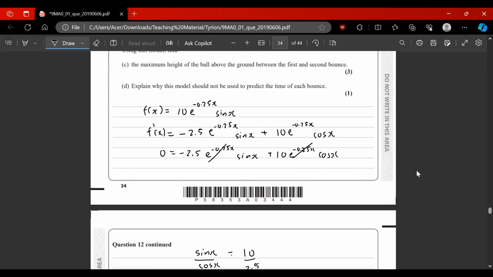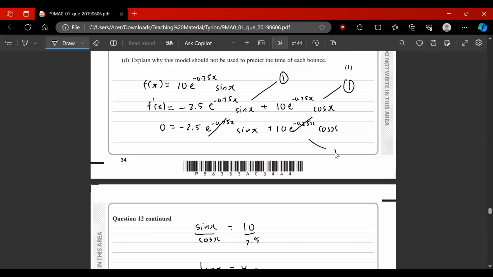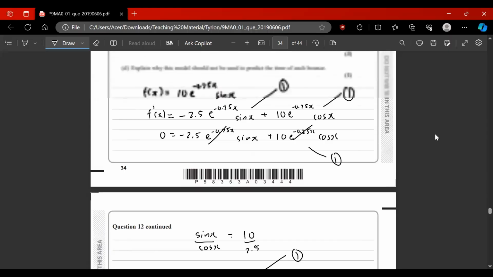So for this, the marks distribution is the correct application of differentiation to get each separate term in your derivative gives you 1 mark each. And then equating it to 0 to find the turning points, another mark. And then finally showing your tan x = 4 gives you the final mark. So that's the first part of this question, part A. Moving on to part B.